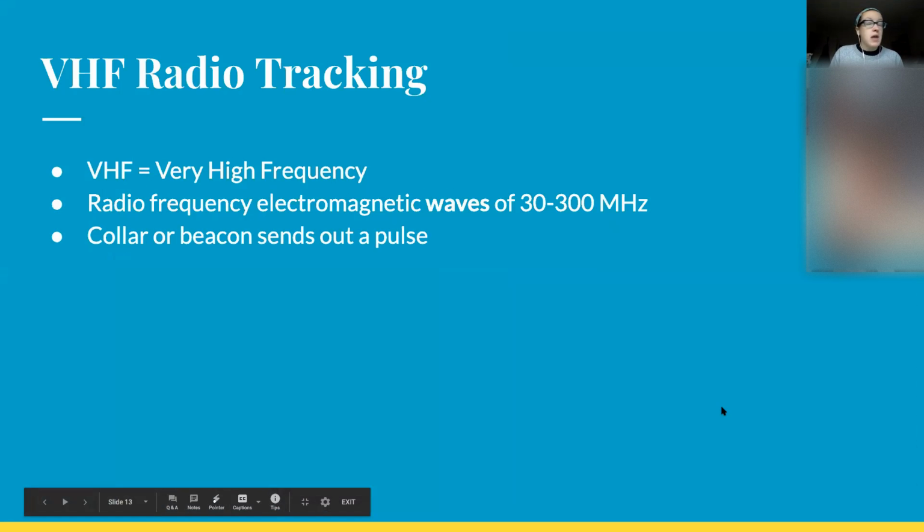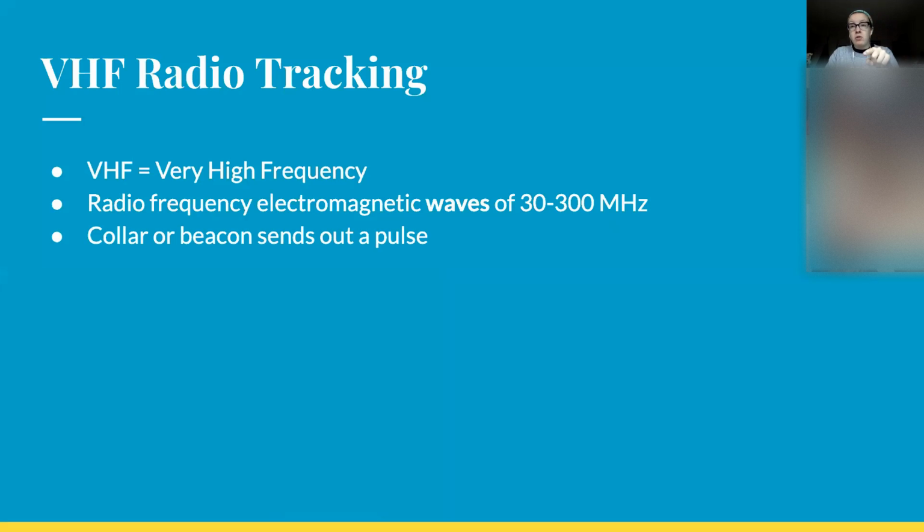So VHF actually stands for very high frequency. Frequency is kind of the amount something happens, but we also apply that word to waves that go through the air. Radio frequency is made of electromagnetic waves. Those can go through the air, and the collar or the beacon sends out a pulse. The only thing with this is that you have to have a line of sight to it.